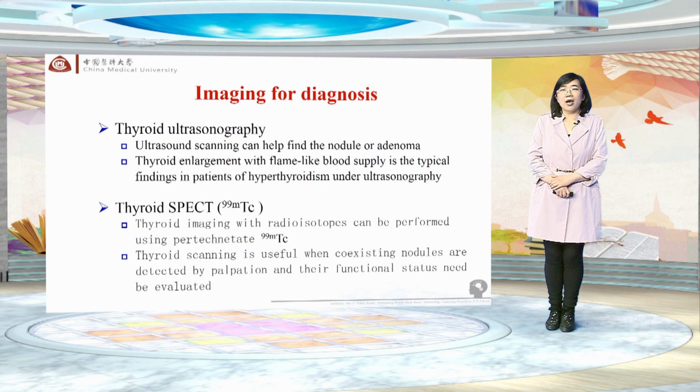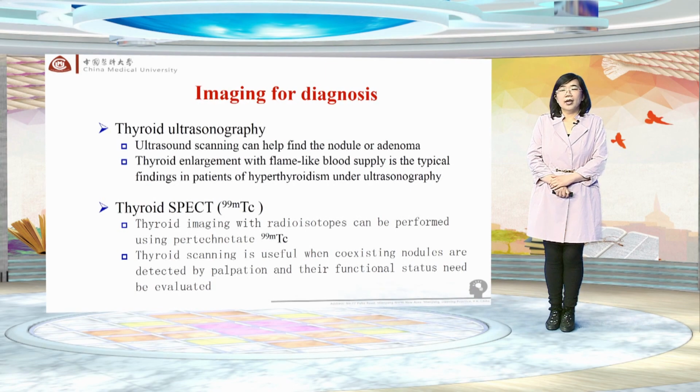Ultrasound scan can help find the nodule or adenoma in thyroid. Thyroid isotope scanning is useful when coexisting nodules are detected by palpation and their function states need to be evaluated. Using this scan, autonomous hyperfunctional nodule or adenoma could be found.